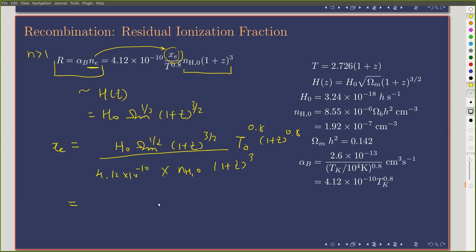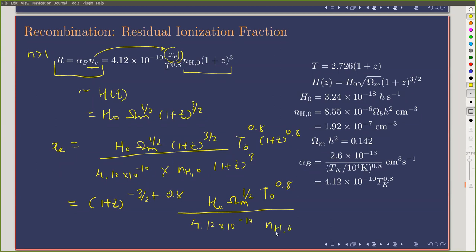So we can simplify this. Let's first count all the factors of redshift. So we have minus 3 by 2, these two, plus 0.8, times this factor, which is 0. So there are all these values. You can put them in and calculate them now if you want.